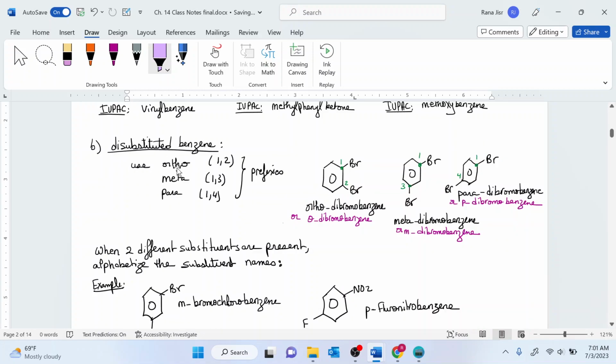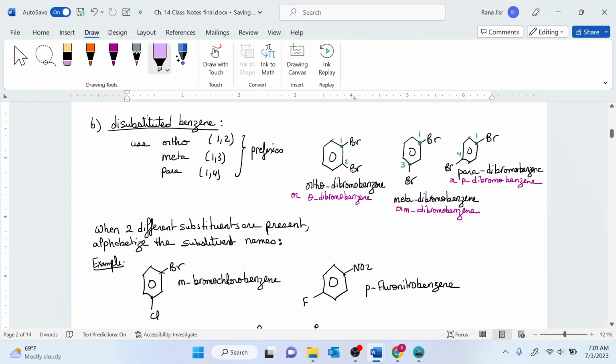For disubstituted benzenes, we use the terms ortho, meta, or para. Ortho means positions 1 and 2 are occupied, meta positions 1 and 3, and para positions 1 and 4. You can either write the word ortho as is, or you abbreviate it as an O. Same thing for the meta and the para.